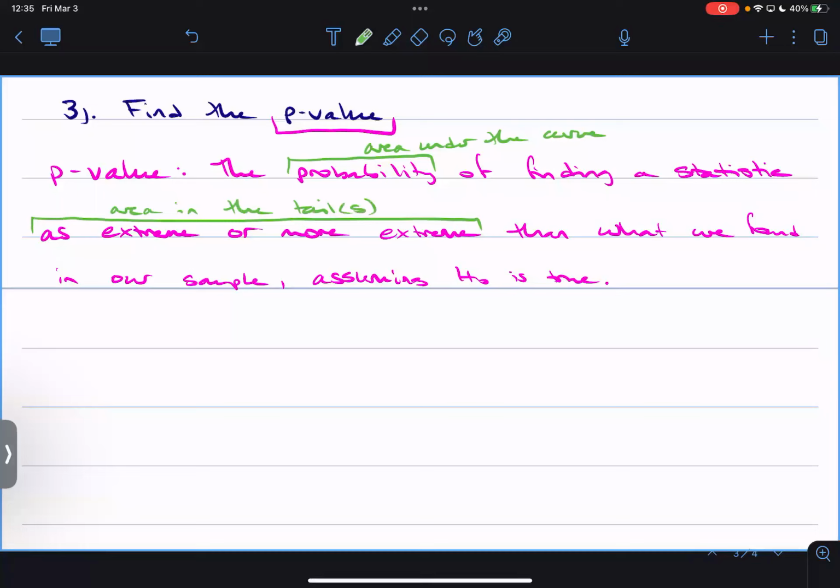I'll explain again, but I'll say it here, depending on your alternative hypothesis. If you wanted to know whether they were just significantly different from each other, then you take into account both tails. Greater than, then you only really care about one tail. Less than, you only care about the one tail. Okay. So it's all a big puzzle.